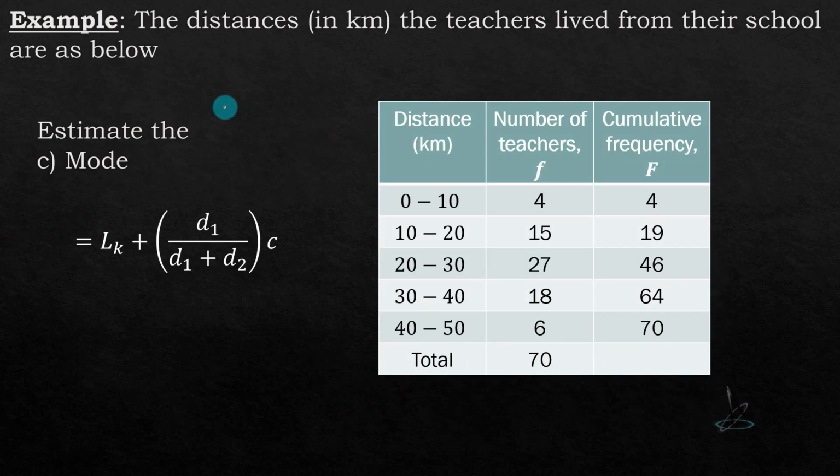So let's go to the next example. We have to estimate the mode. So again, similar problem. So LK, again, this is the lower boundary.